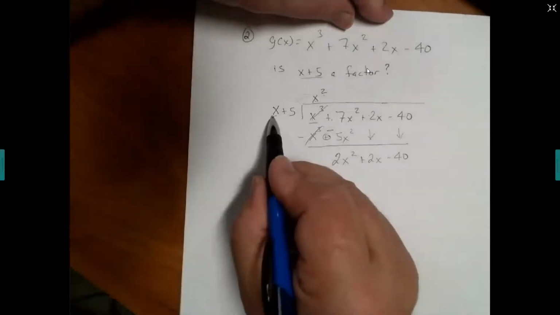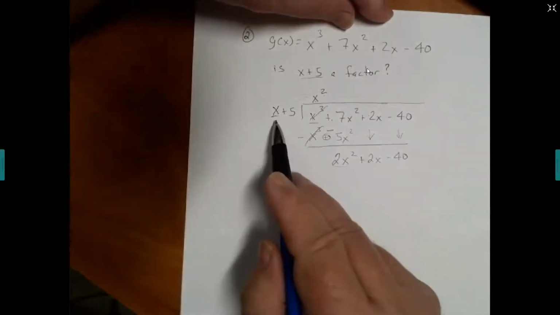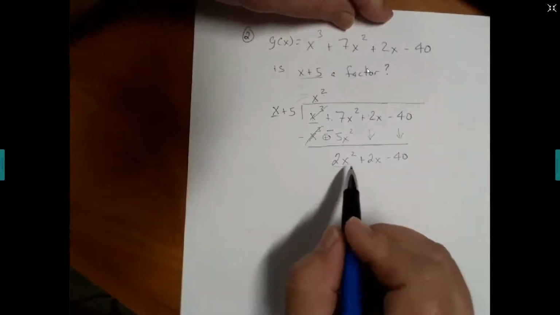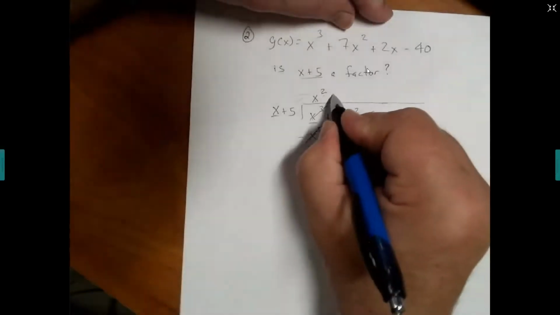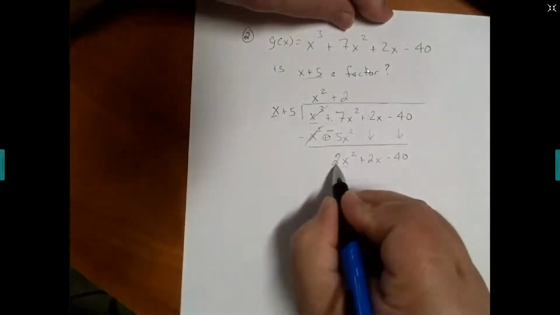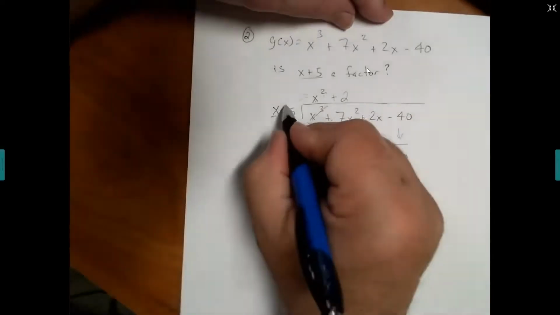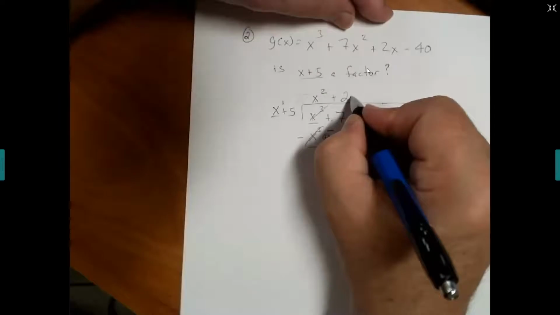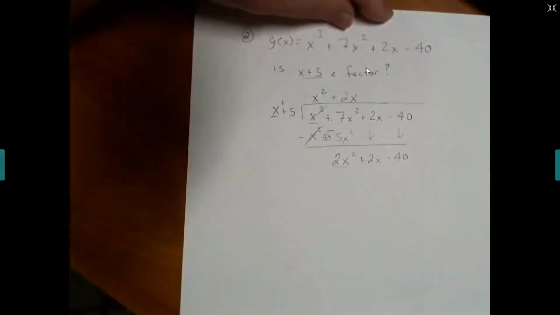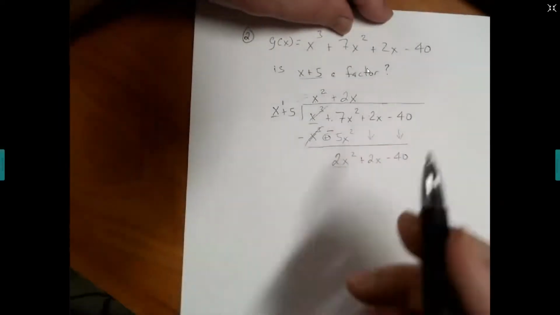Repeat the process. Look at leading terms only. What times x gives me 2x squared? I need a 2. I need one more x. This is 2 there. There's 1 there. So I need one more x. And again, look at the answers. It's going to be decreasing.